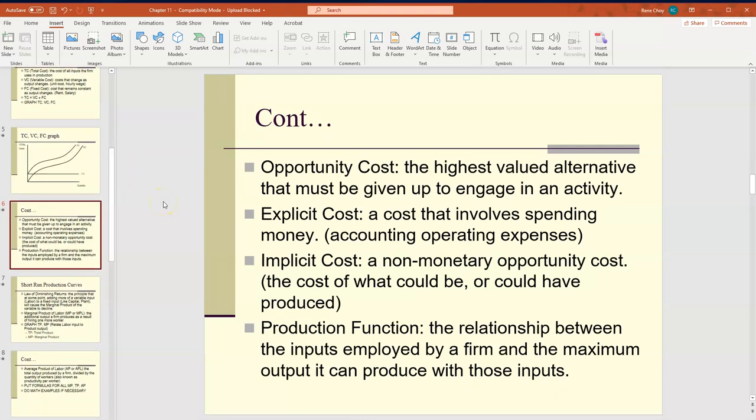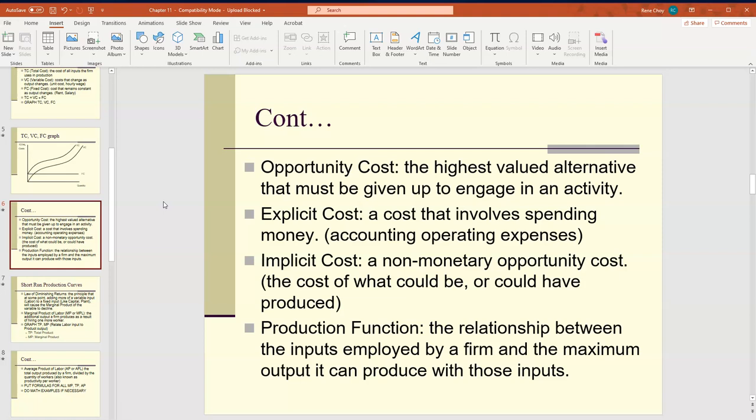Now, one of the things that we always like to talk about in economics is what we call opportunity cost. Opportunity cost is a cost that you should add to pretty much everything. Opportunity cost is the highest valued alternative that must be given up in order to engage in any activity. And everything you do pretty much all the time has an opportunity cost. So accounting costs only take into account explicit costs. In other words, something that happens, a check, an expense. But implicit costs include opportunity costs.